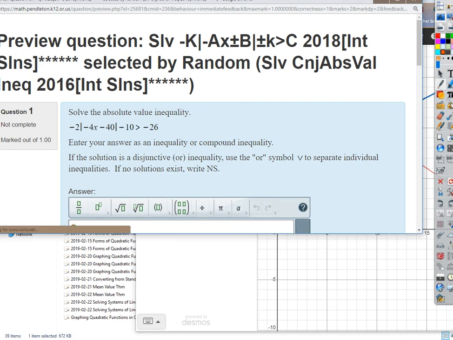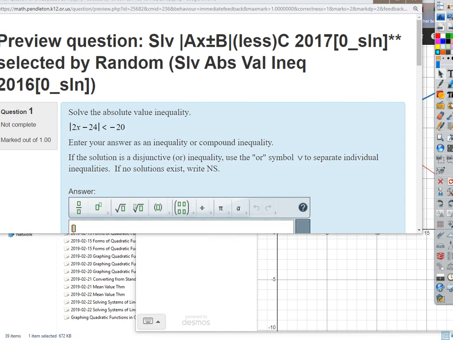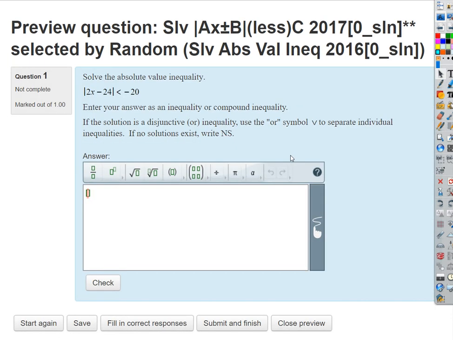Okay, so let's try something like this. Okay, what's the answer to this one? Right away you can tell. The absolute value of 2x minus 24 is less than negative 20. Is that possible? No. The absolute value of anything is always got to be what?